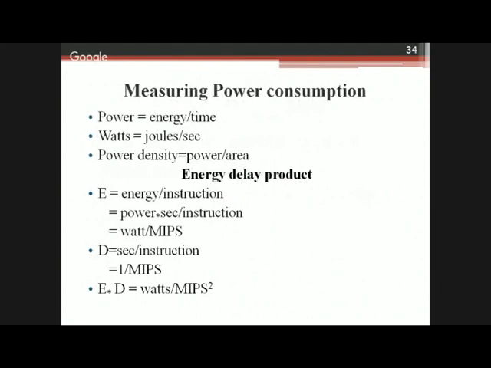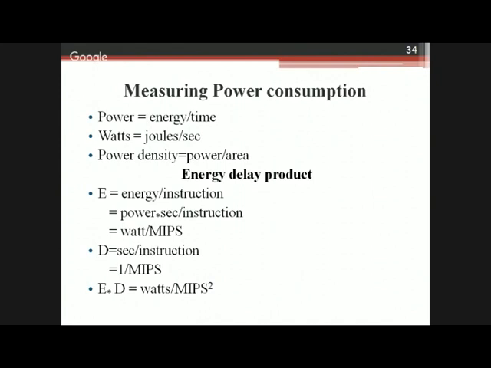So how can this power consumption be measured? We are already aware that power is given by energy per unit time, and watts is represented in joules per second. The power density, I have already told you, can be measured by power per unit area, on a particular chip area where you want to measure the power. And the energy delay product is very important, and there is a trade-off between energy and delay. Energy and delay are together considered as a single term, not as different terms.